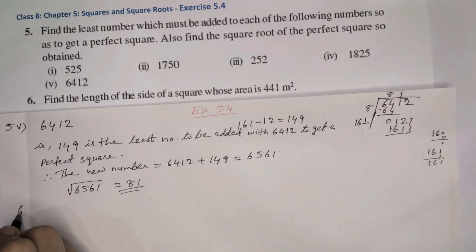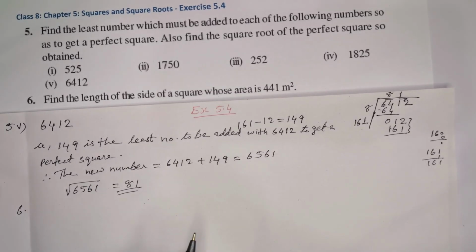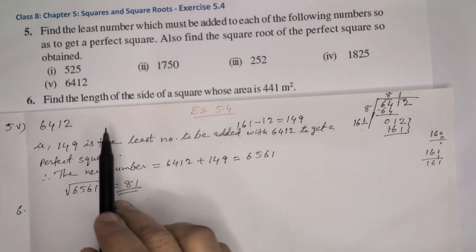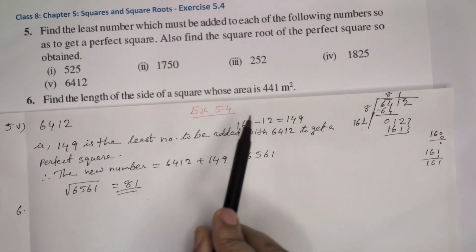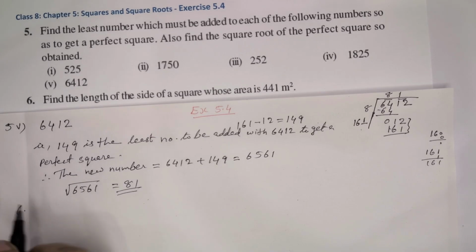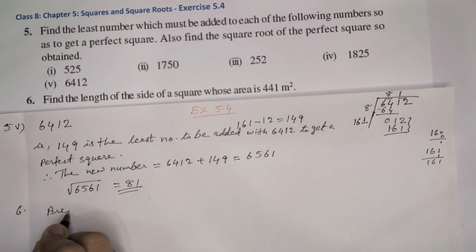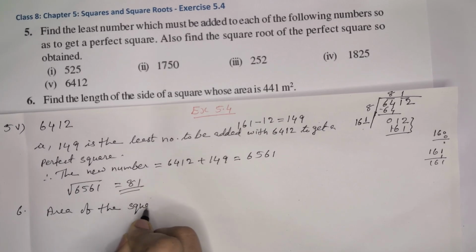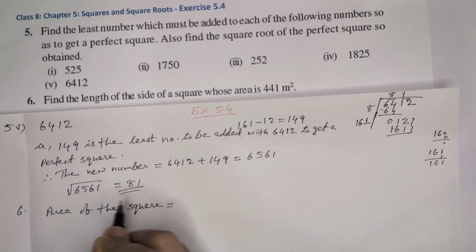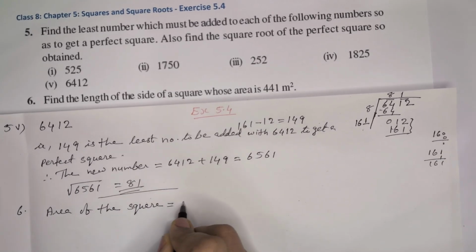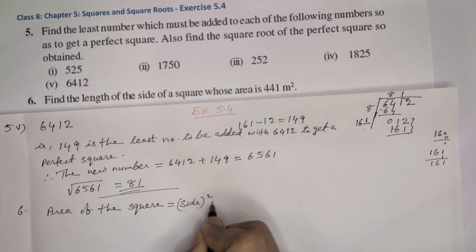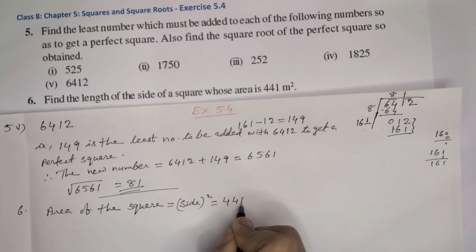Next question, 6th one. Find the length of the side of a square whose area is 441. So for the square, the length of the side we have to find, and the area is given. So we can write it here, area of the square. Area of the square is equal to side squared, that is the formula. That is given as 441.